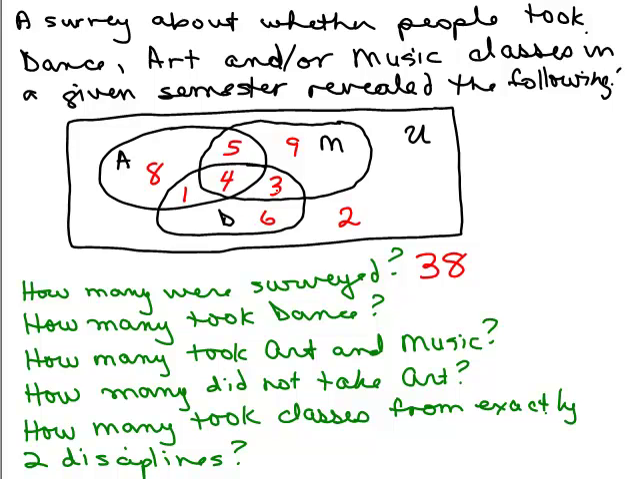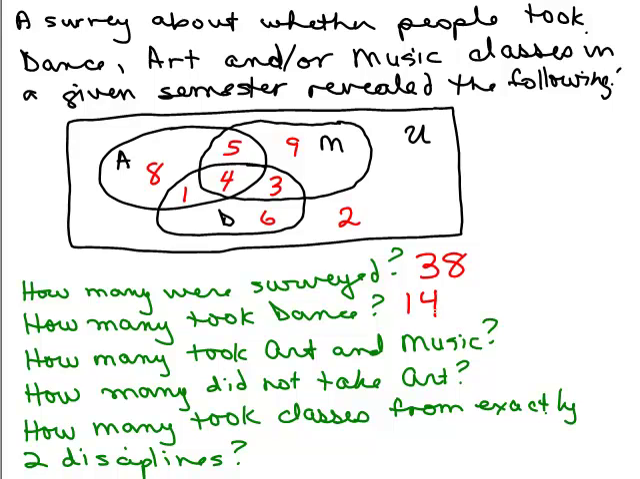Where these 3 people here happen to take dance and music, but notice they're not in the art circle, so those are the people that took dance also, but they also happen to take music. And then the 4 here happen to take all 3. This one over here, well, they took art and dance, but notice they didn't take a music class. So if I want all the people that took dance, I need to add those 4 numbers together, and that's 14. 1, 4, 3, and 6.